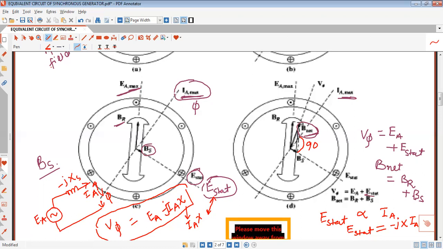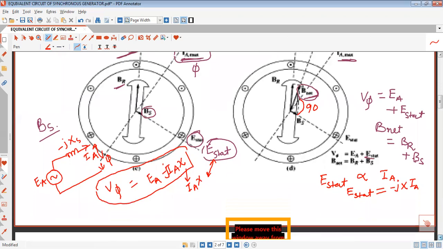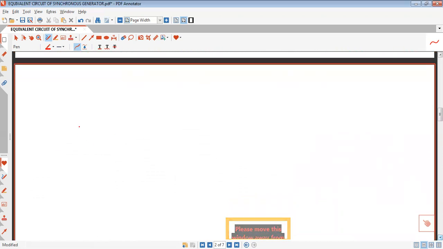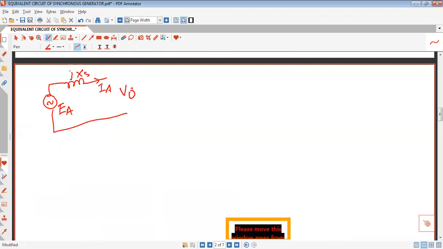Now finally we can draw the equivalent circuit by considering some more parameters. I am writing the same thing again here. This is our jX and this is IA, and here it is EA, the armature induced EMF, and here whatever voltage we are getting is called V phi, meaning V phi is the per phase output voltage.